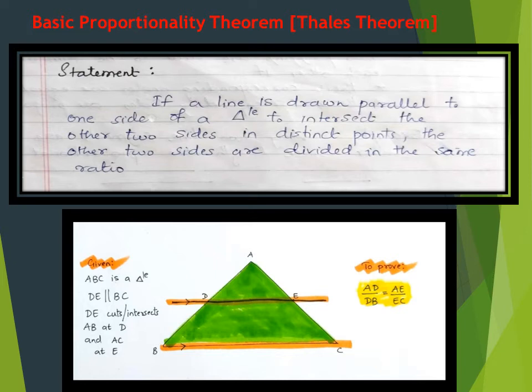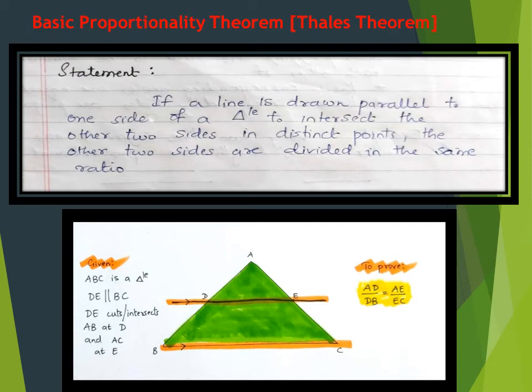Now we shall learn a theorem, and the name of this theorem is the basic proportionality theorem. It is also called Thales theorem. And the statement is like this. Observe here. If a line is drawn parallel to one side of a triangle to intersect the other two sides in distinct points, the other two sides are divided in the same ratio. This is your statement. Now, don't see all the lines in the statement together. Line by line, if you see the statement and observe the diagram, you can understand the statement easily.